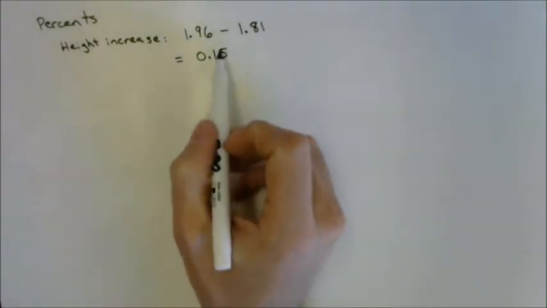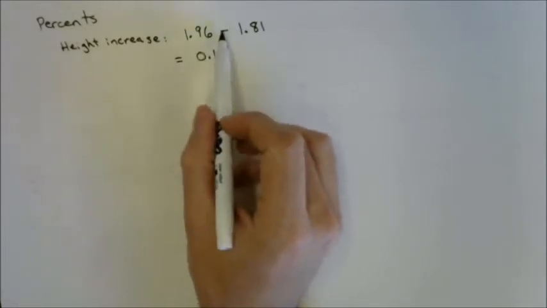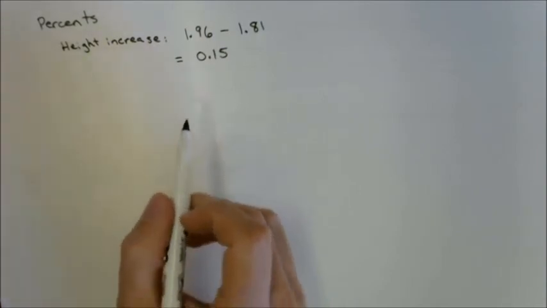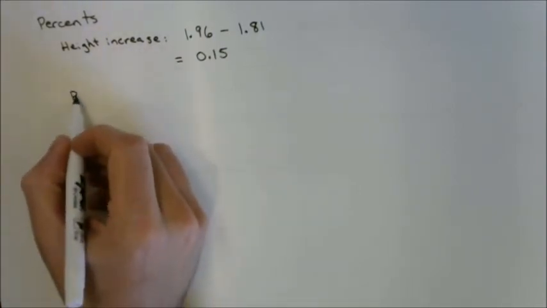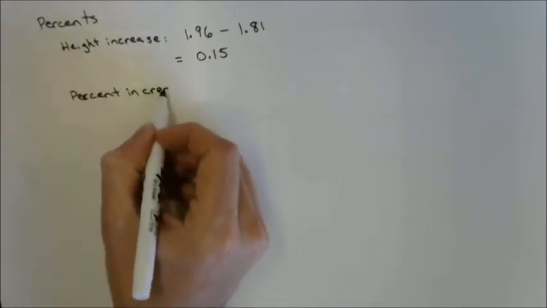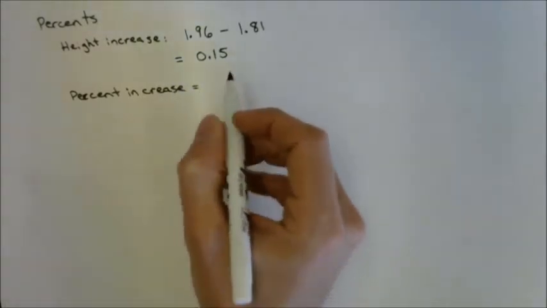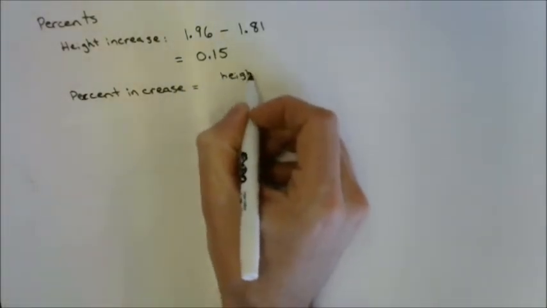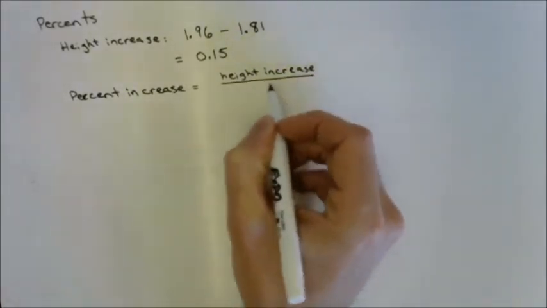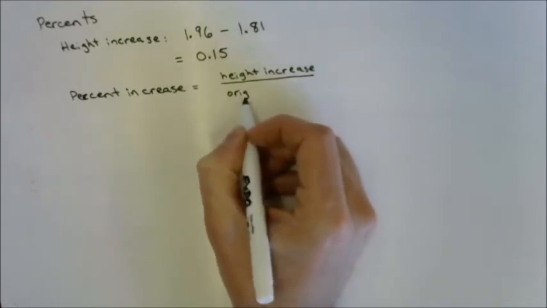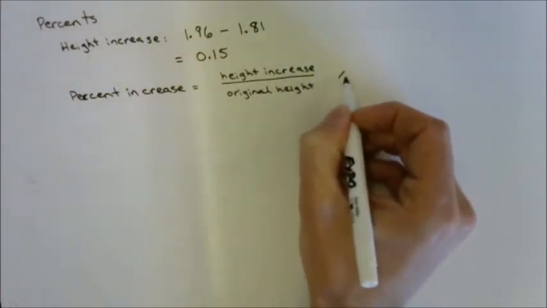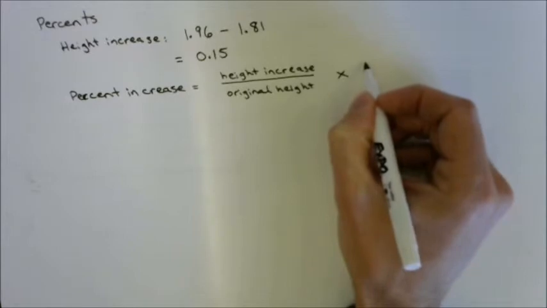Oh, careful, because this difference is not out of 100. It's based on the amount that he could jump before. So we need to be careful with that. So far we just have his height increase. Now, to calculate the percent increase, we need to follow this model. It's going to be the height increase over the original height times 100%.